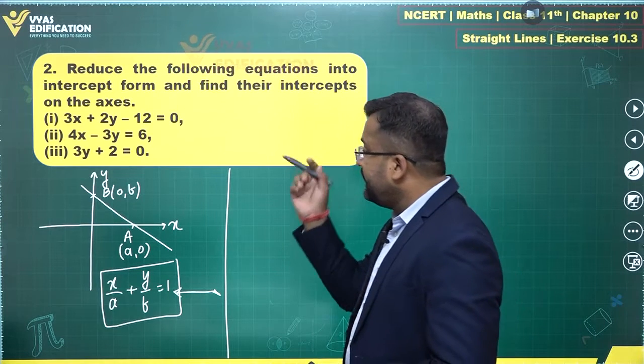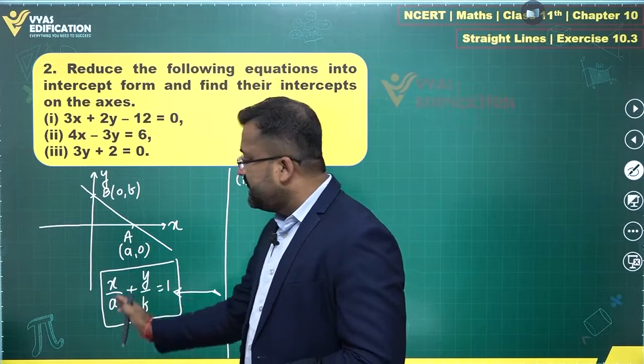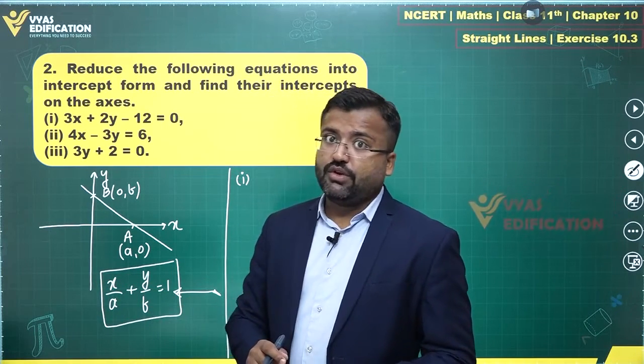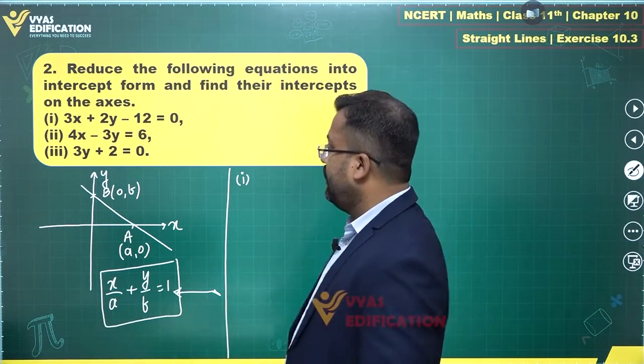And how do we do that? Let's take a look at this question. First we'll keep all terms having x and y on the left hand side and bring the constant term on the right hand side. After that we'll divide by the constant term to give us this particular form, right?